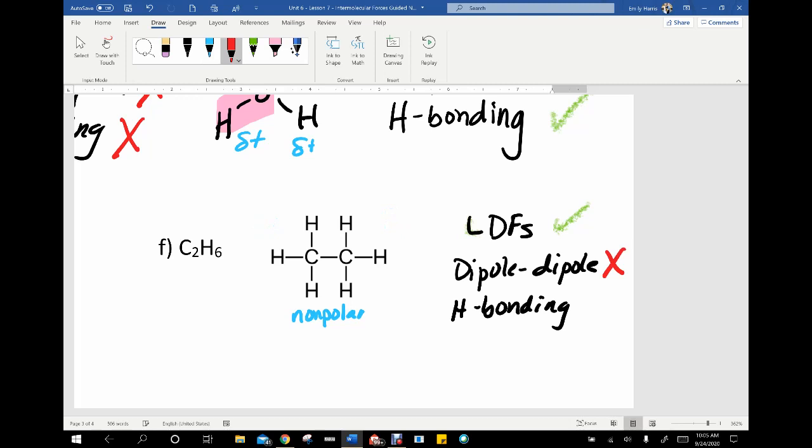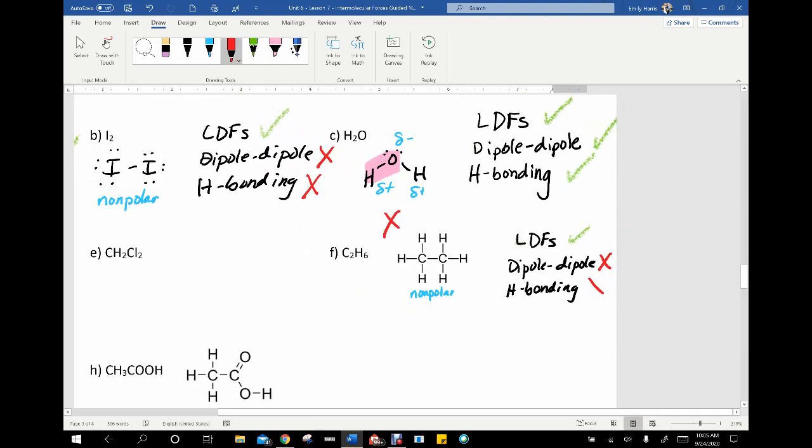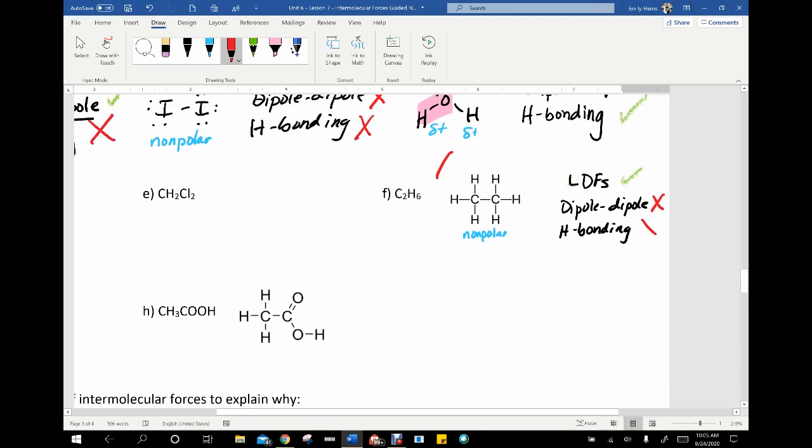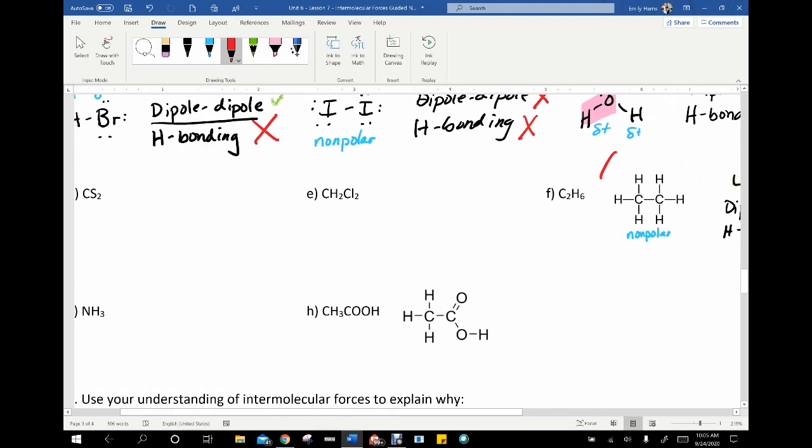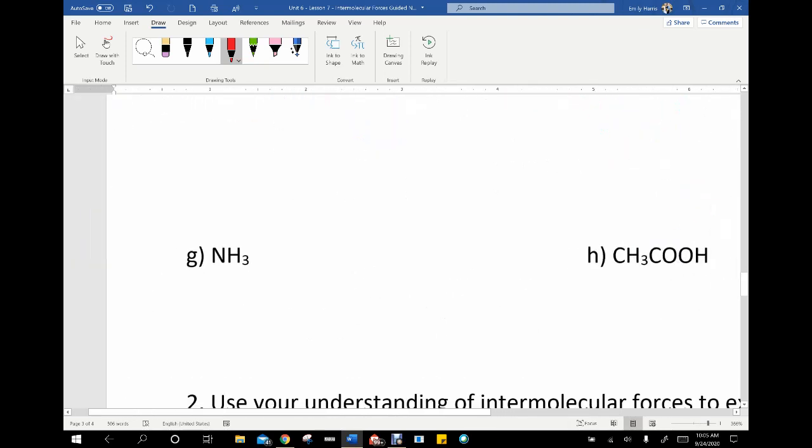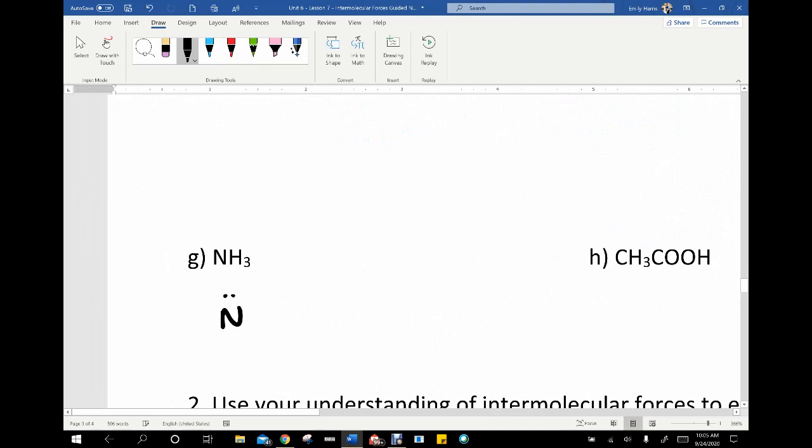Now, even though this molecule has hydrogen, it is not directly attached to fluorine, oxygen, or nitrogen. So no hydrogen bonding there. And so the only force present in nonpolar molecules are London dispersion forces. All right, let's get NH3 right quick. So get a quick Lewis structure. And remember, if you need to slow down and think or write, you're welcome to pause the video at any time. So let's check this out.